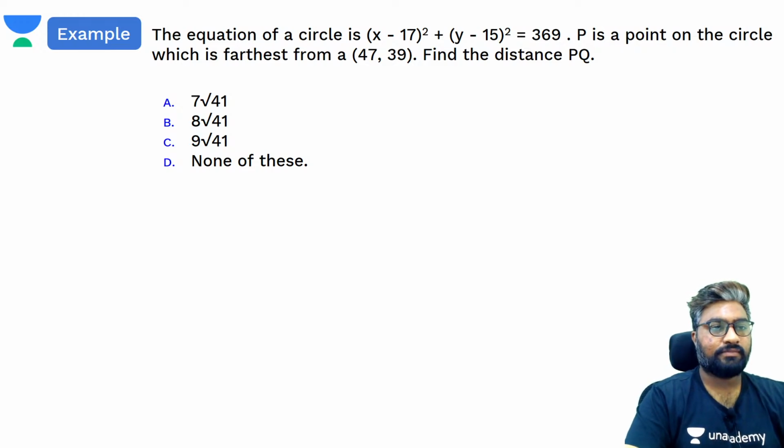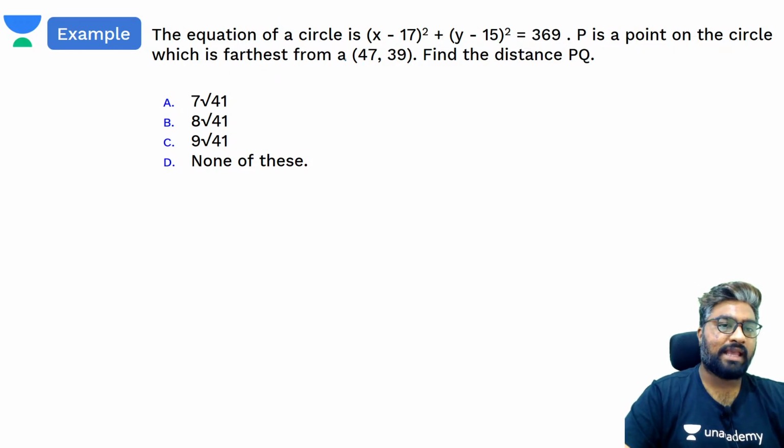This is interesting. They are saying the equation of a circle is this. P is a point on the circle which is farthest from Q, that is 47,39. This is not A, this is Q. We need to find the distance between P and Q.